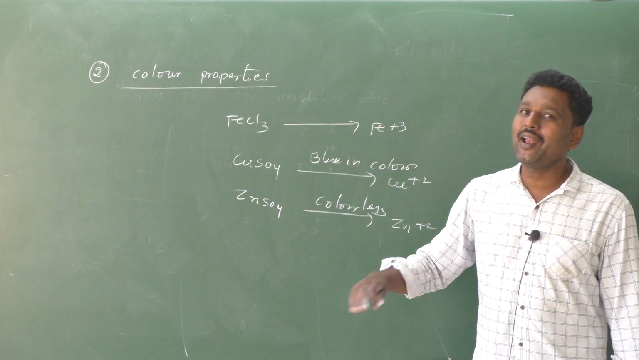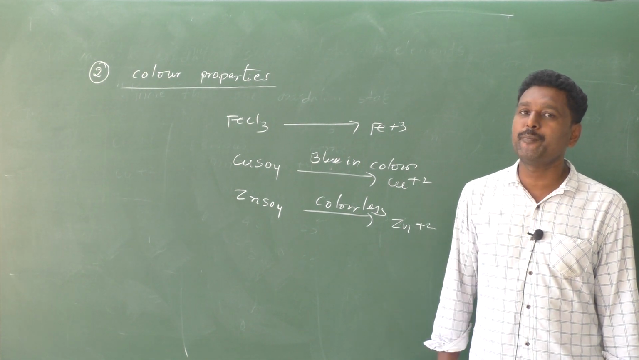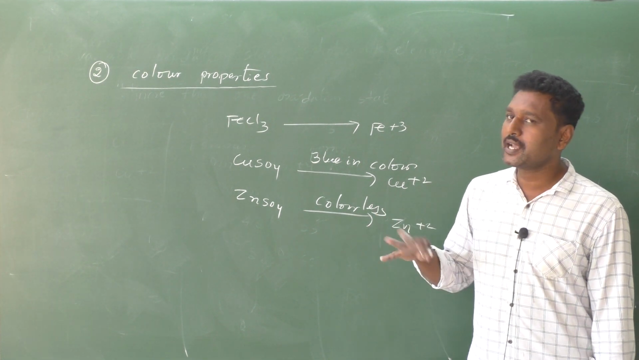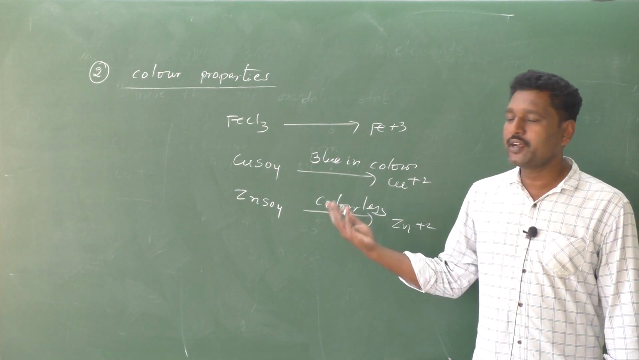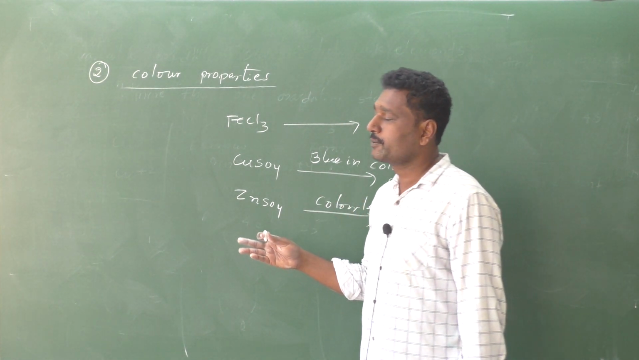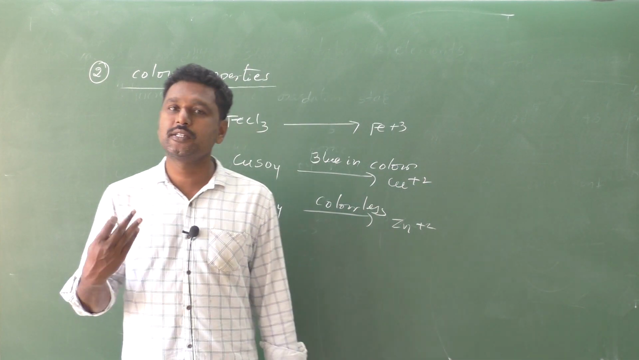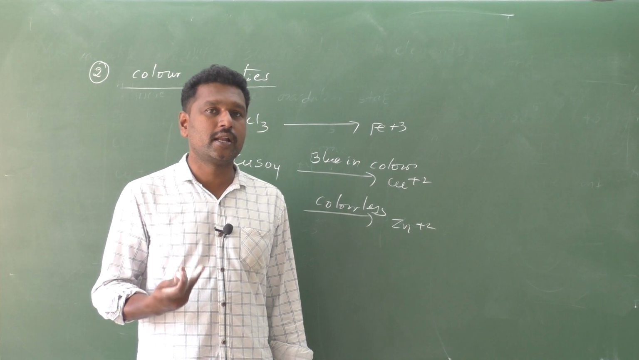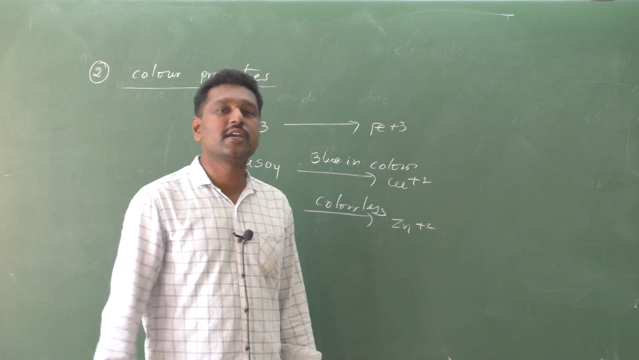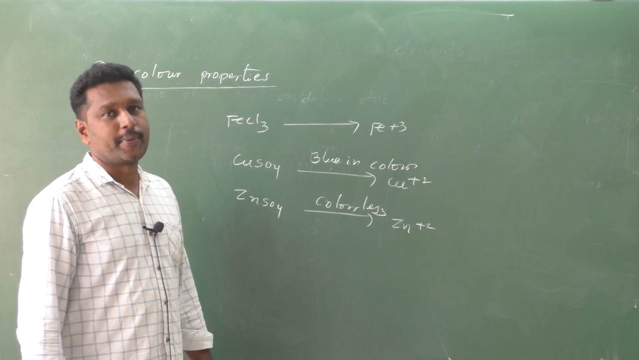Substances having unpaired electrons exhibit color properties, due to d-d transition. Therefore, copper sulfate is blue in color, but zinc sulfate does not exhibit any color. That is one of the transition properties.